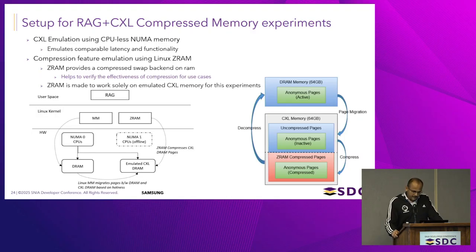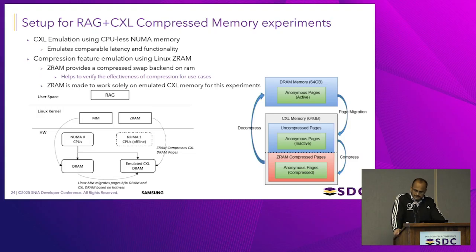So our setup included a CXL device simulation using a CPU-less NUMA memory. We emulated CXL for this experiment using a CPU-less NUMA memory. We just disabled CPU cores on a certain NUMA node, assuming that this will give comparative latency and functionality similar to CXL memory. So now we needed a compression feature similar to a compressed CXL memory. So we achieved that through the Linux ZRAM feature.